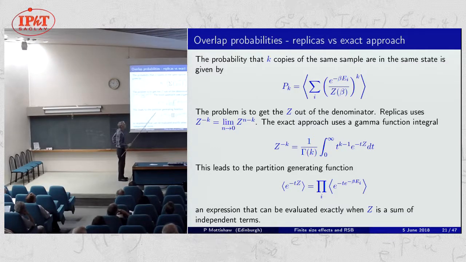So the alternative approach that Bernard developed for the random energy model is to use this gamma function integral, and so I can actually express, as long as k is positive, I can express it in this form. And so my Z, rather than appearing back on top, is actually appearing in this exponential here.